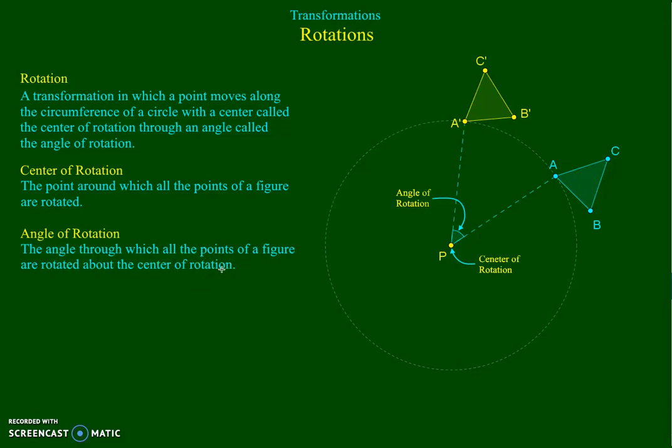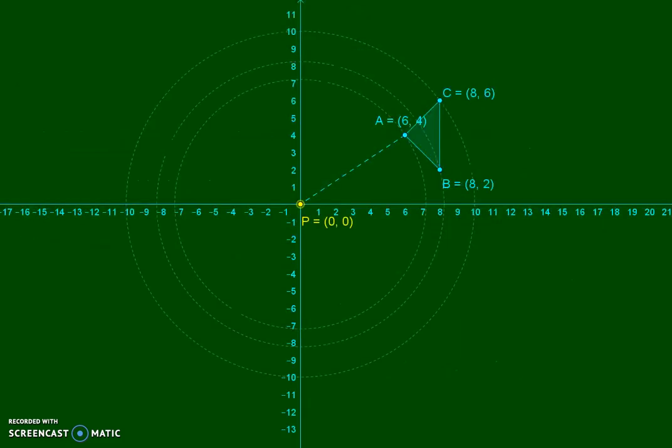So what we want to do now is go ahead and take a look at a dynamic example of rotations, just to make sure we understand what we're really talking about when we say rotating through an angle about a point. Here we have triangle ABC, and notice that we've created circles centered at point P. Point P is going to be our center of rotation. Now it is possible to rotate about a center of rotation other than the origin. For the sake of this course, throughout this course, we're going to use the origin as the center of rotation.